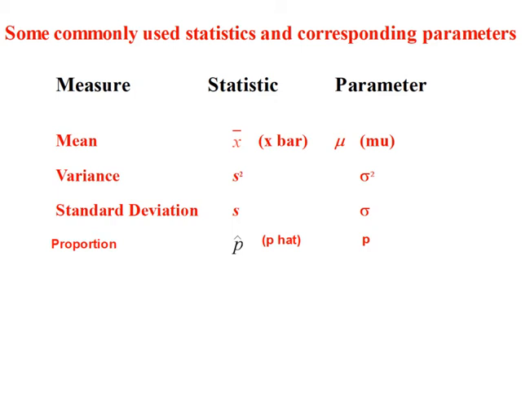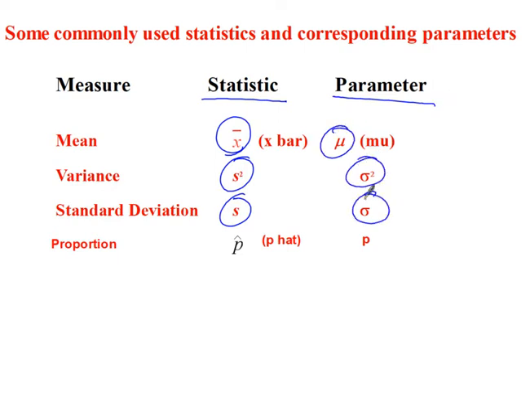So we've gone over some of these already with mean, variance, and standard deviation, but the statistics coming from samples would be your x bar, your s squared, and your s. Your parameters that we're going to make some sort of comment on would be the mu, the sigma squared, and the sigma. A new one here is p hat for proportion. That's like a sample probability, the probability from a sample. This is the probability from a population. So statistics come from samples, parameters come from populations.